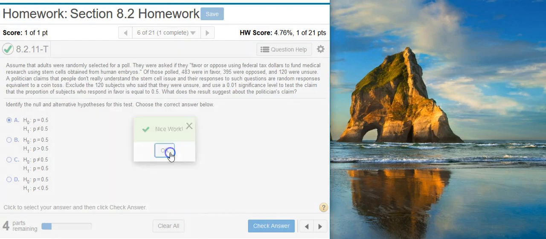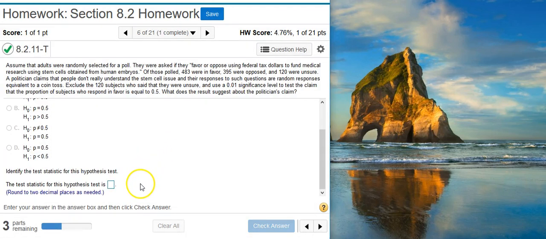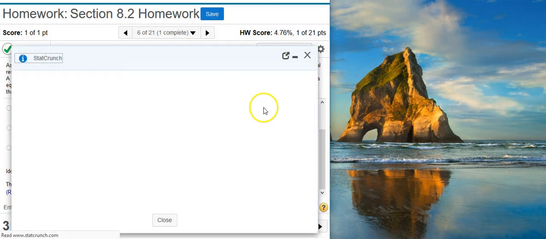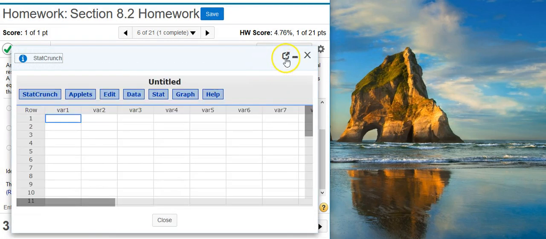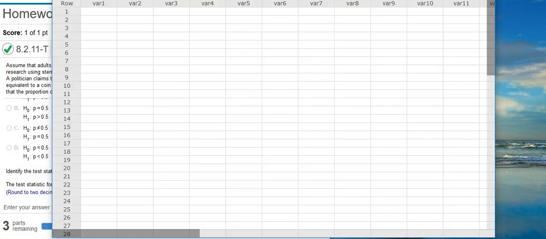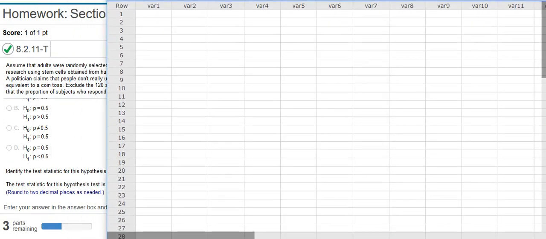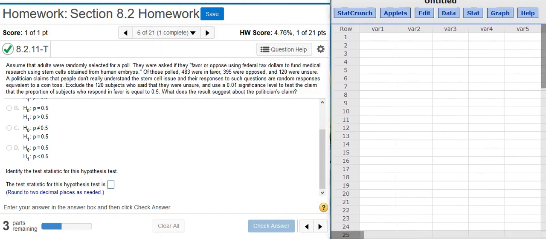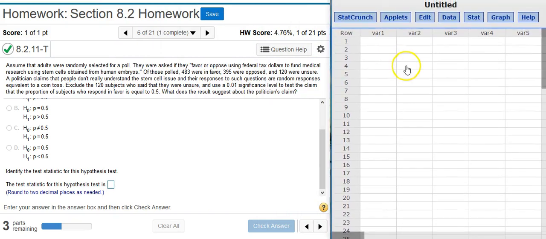Nice work! All right, the next part of this problem asks us to identify the test statistic. To do that, we're going to have to run a hypothesis test, and the easiest way to do that, for me anyway, is to go into StatCrunch. So I'm going to open up StatCrunch, and I'm going to pop this pop-out button here so that the window pops out of the window with the problem statement. And now I can move this around, and I can resize the window.